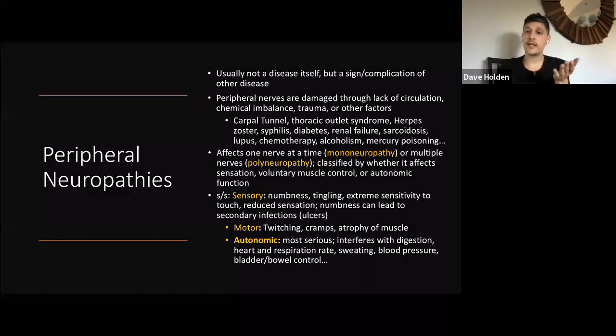What else? Another thing that could affect a nerve is an infection. So nerve infections like herpes zoster or syphilis. Usually we don't think about syphilis too much. So let me give you just a brief little history lesson. Syphilis is sexually transmitted. It's a bacterial infection, and it's very contagious.